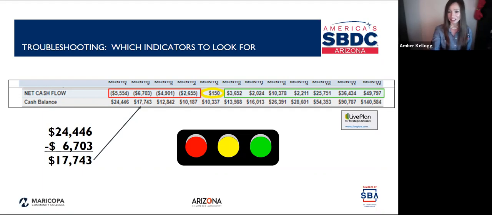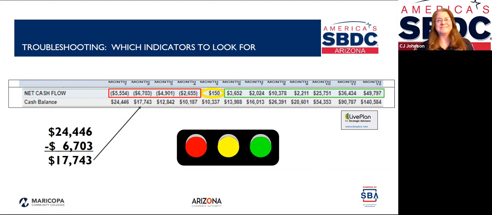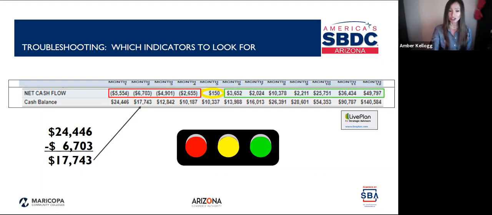So we want to make sure that we pay attention to that. Just to walk you through, again, the math really quick. The calculation shows the beginning with $24,446 the first month, and the second month having that deficit of $6,703. Obviously that calculation, so 24 minus 6 is 17,743 for the end of the second month.